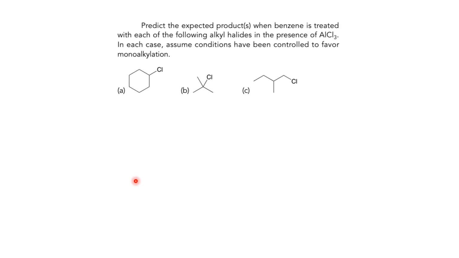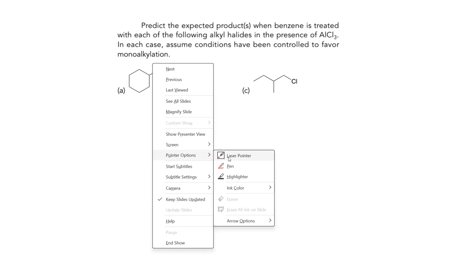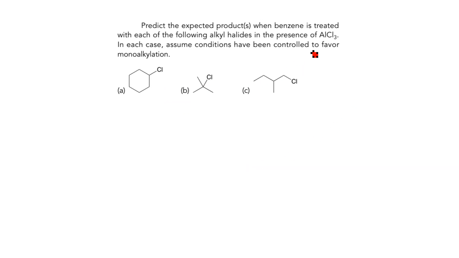Okay, so let's wrap this up with some practice problems. It says, predict the expected products when benzene is treated with each of the following alkyl halides in the presence of AlCl3. In each case, assume conditions have been controlled to favor monoalkylation. So you're not going to get multiple alkylation products. Let's go back to the pen. So I put this together on a problem set. You'll be able to practice these on your own, but let's just do one of these. Let's just do A.